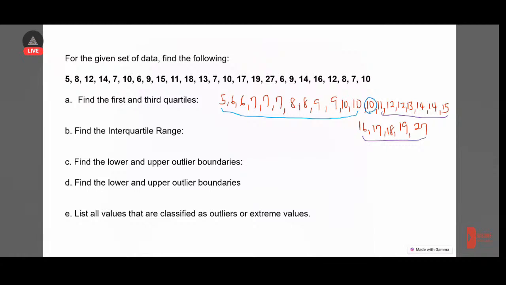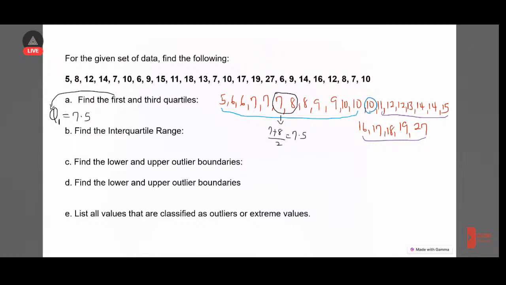Now, to get the first quartile, you find the median of the first half. The median of this is going to be 7 and 8. These are the middle numbers, because 1, 2, 3, 4, 5, 6, 7, 8, 9, 10, 11, 12. Half of 12 is the 6th value and the 7th value. If you take the average of that, this is 7 plus 8 over 2, which is 7.5. So the first quartile, represented as Q1, equals 7.5.